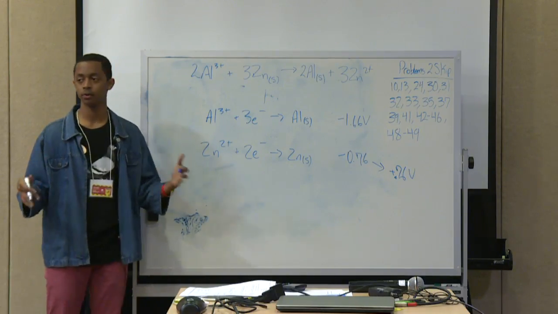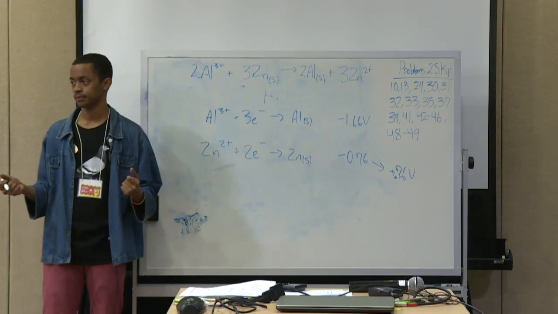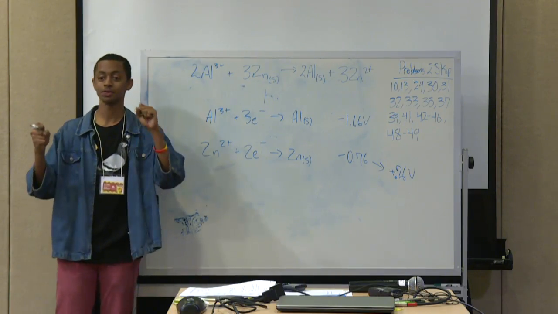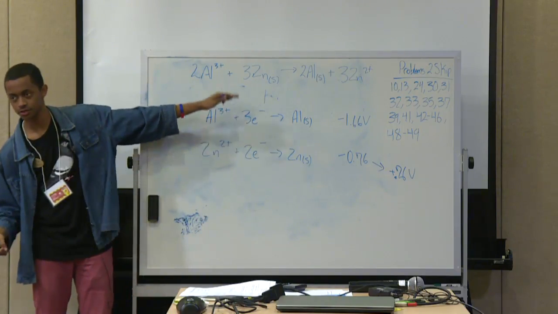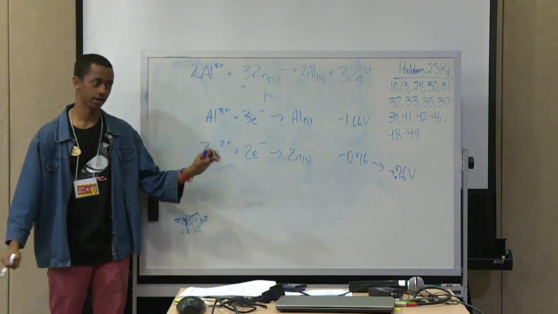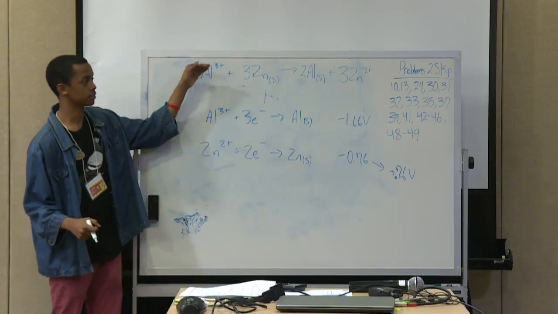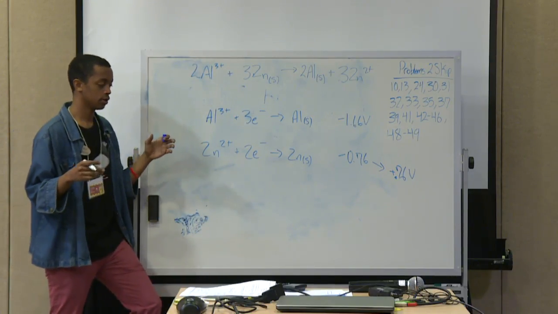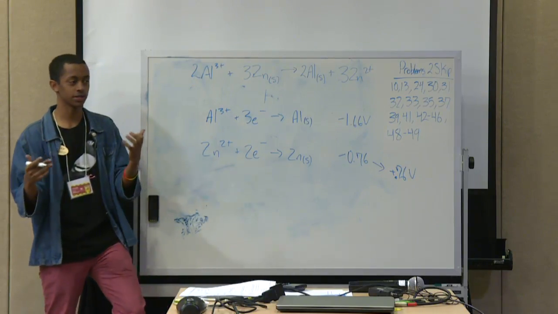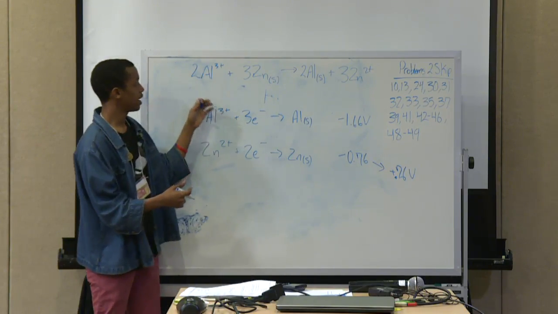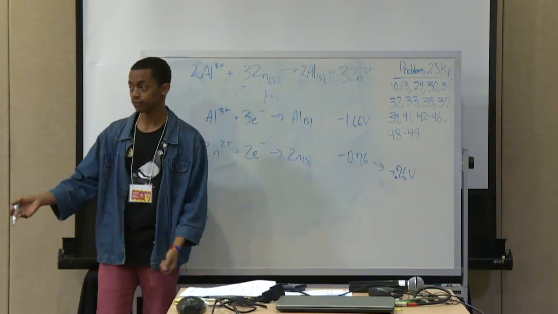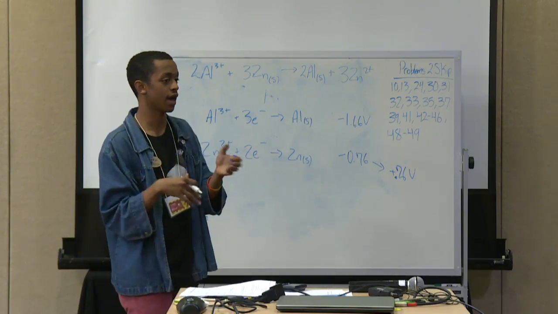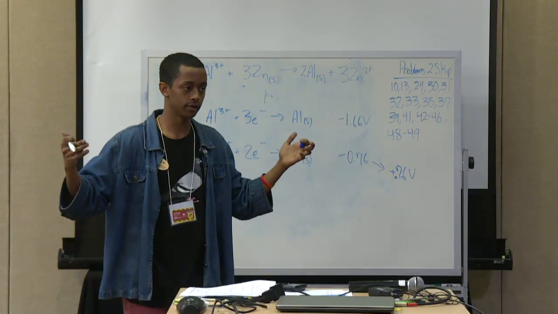Why don't we multiply when we're doing cell potentials? Do we multiply by coefficients when we do cell potentials? Yes or no? No. All right, cool. You don't multiply by them because the cell potential is the electrical potential, so the potential for any of these molecules to either give or take away an electron. That potential doesn't change with however many there are, right?